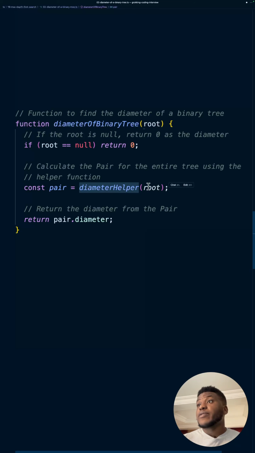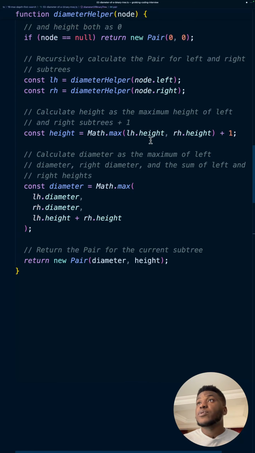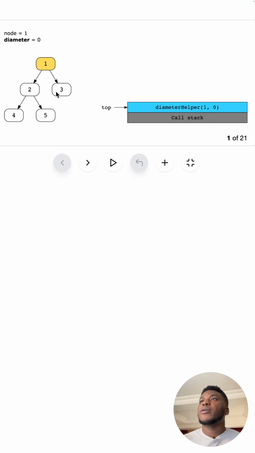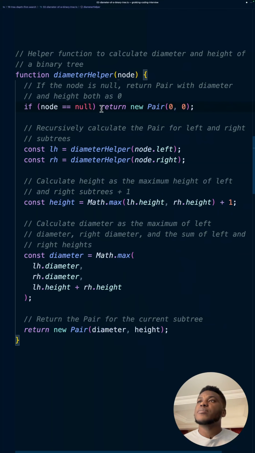Now this is a recursive function. The first thing we look at is the root node. If it's null, this is a base case: return a pair of 0, 0. Now we pass in this root, node 1. The root is called, it comes in here, and it's not null.